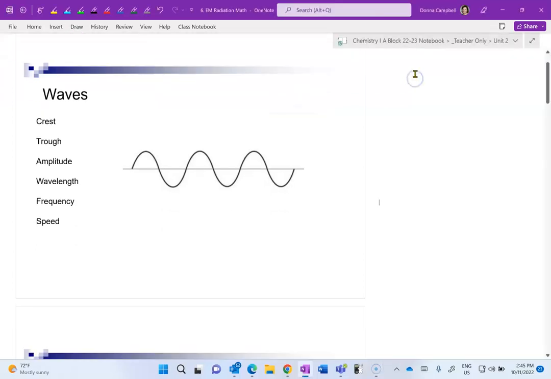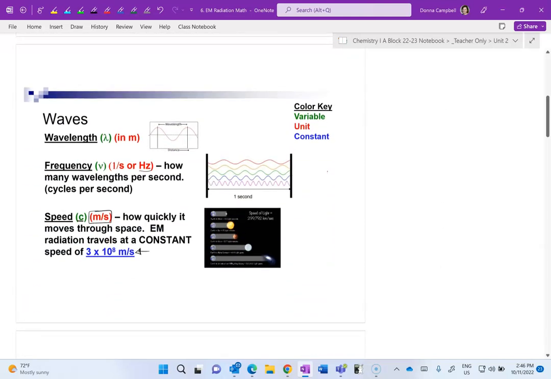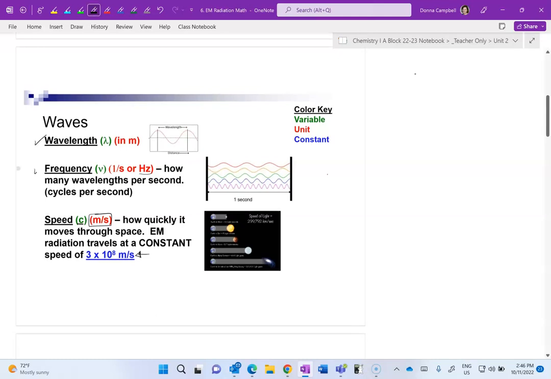So let's quickly look at electromagnetic radiation math. Let's recall what electromagnetic radiation is. It's a wave, and because it's a wave, it has a wavelength, a frequency, and a speed. In this case, the speed is the speed of light, because EM radiation is light, and we use the symbol C, and its number is actually 3 × 10⁸ meters per second.